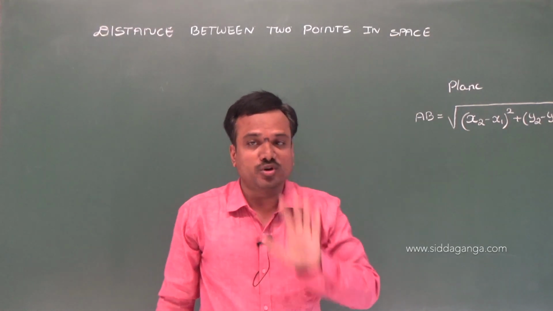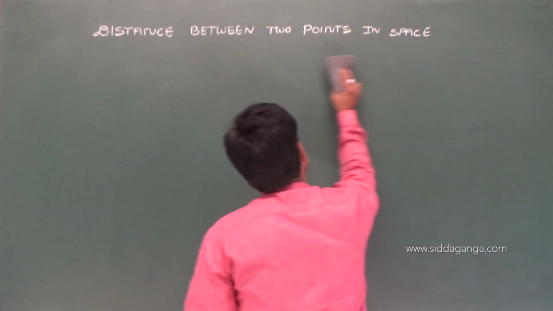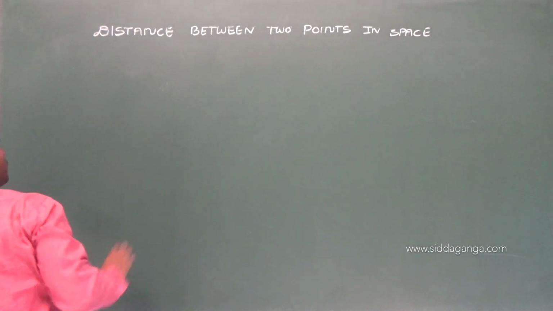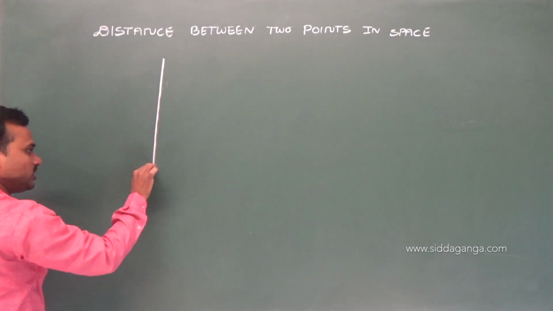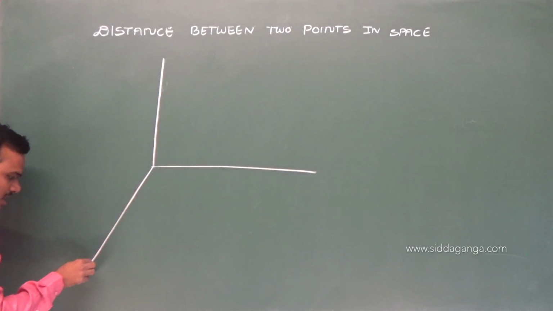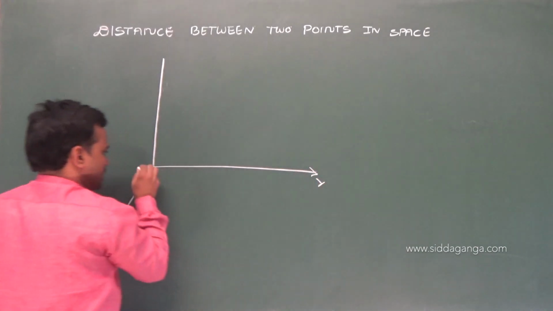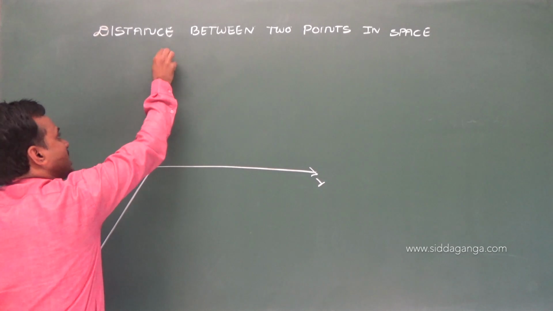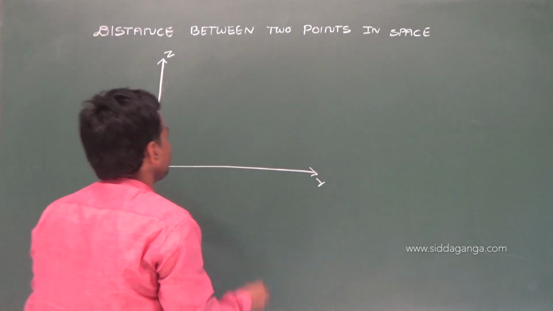Okay, so this is a very important derivation. This derivation is asked in the examination for 5 marks. So for that we draw a rectangular coordinate space. I draw 3 axes, x axis, y axis and z axis. These 3 axes are mutually perpendicular to each other.